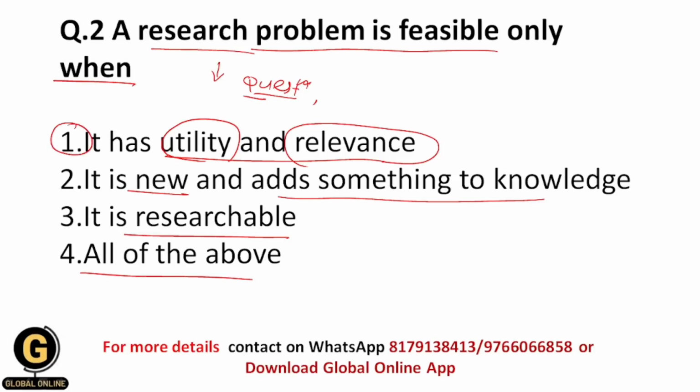It is new and adds something to knowledge. Whenever we have existing knowledge and we add to it, and based on that we make a new theory, then and only then is the research problem feasible. So this is also correct. It is researchable. Yes, it is most important that our research problem should be researchable, and then it will be feasible. So this is also correct, and that means all of the above is the correct answer to our question.